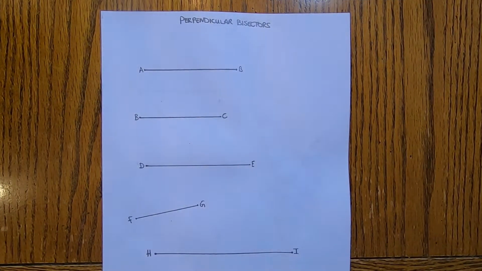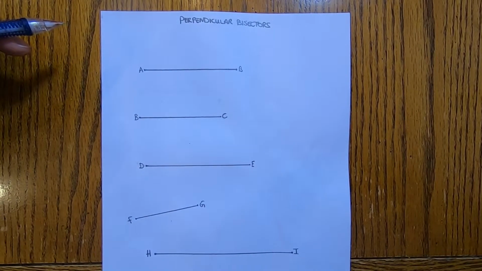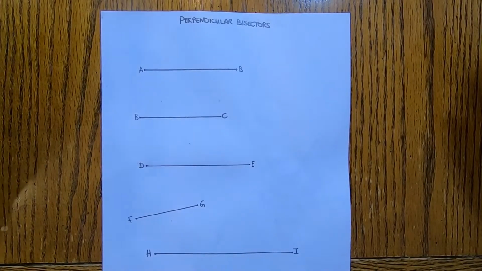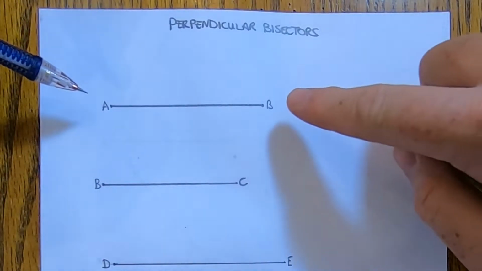cover perpendicular bisectors. So perpendicular means intersecting at 90 degrees. A bisector cuts a line segment exactly in half. So it makes two new exactly equal length line segments. So perpendicular, of course, 90 degrees. Bisector cutting the line segment in half.